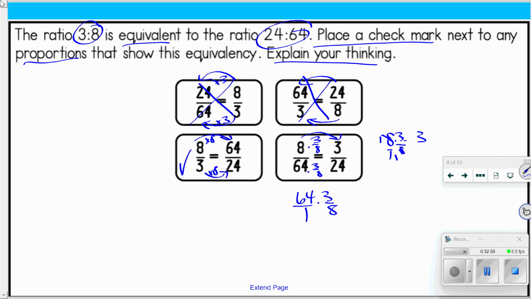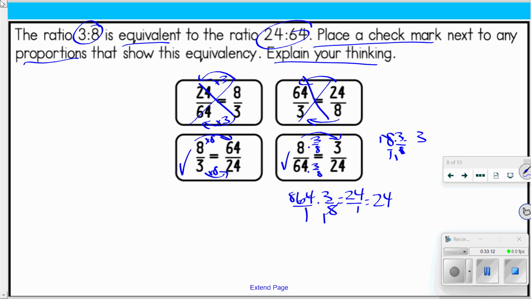What's 8 and 64? What factor do they have in common? Oh, 8. I can divide them both by 8. That makes that a 1, that an 8. What's 8 times 3? 24. What's 1 times 1? 1. What's 24 divided by 1? So, did that work? Yes. That is cool.